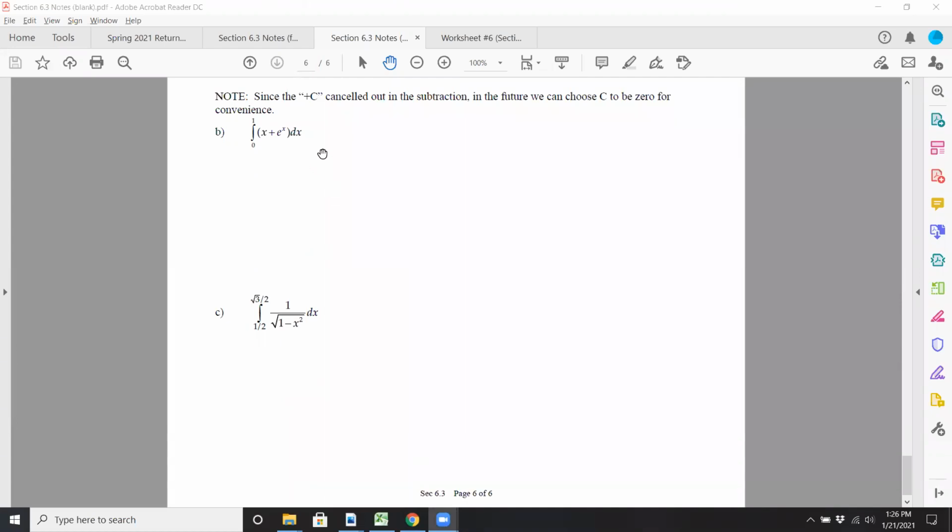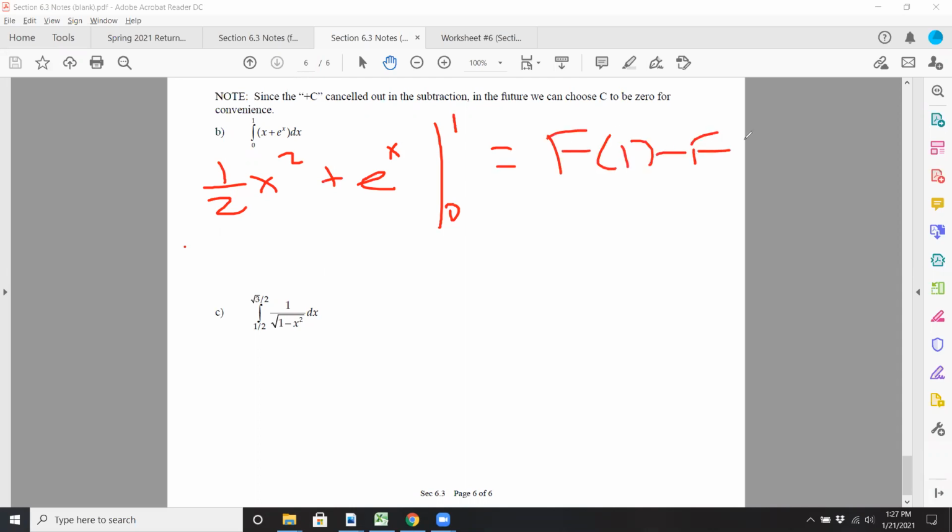So let's look at this one here. What's the antiderivative of x? Well, antiderivative of x is 1/2 x squared, because if I take derivative of 1/2 x squared, I get x. Antiderivative of e to the x is e to the x, so derivative of e to the x is e to the x. And I'm going to plug in 0 and 1. So basically you're doing capital F of 1 minus capital F of 0. Remember, capital F of x, the antiderivative, was all that.